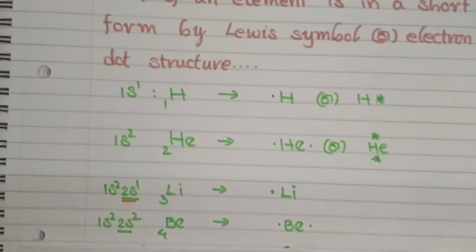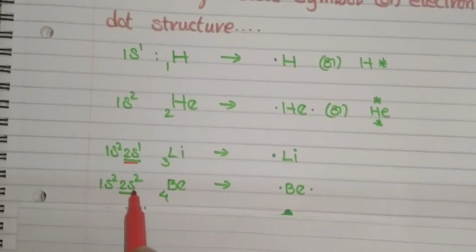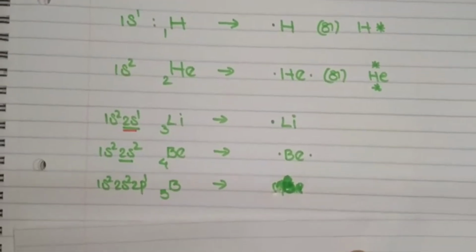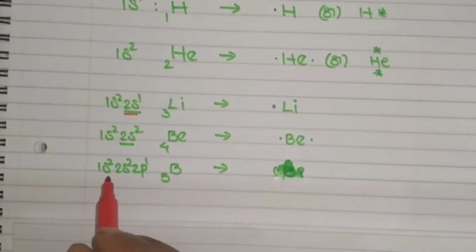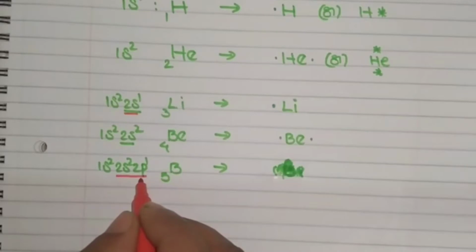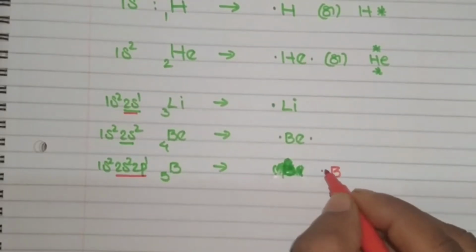Next one, beryllium. Its electronic configuration is 1s2 2s2. So the valence shell is 2s2. It contains 2 electrons. That's why I have to keep 2 dots. Right. Next, boron. Atomic number is 5. So the electronic configuration is 1s2 2s2 2p1. The outermost valence shell is 2s2 2p1. It contains 3 electrons now. That's why I have to keep boron and 3 dots.